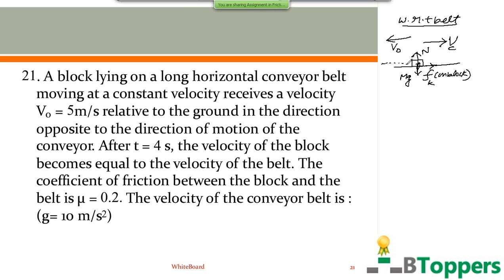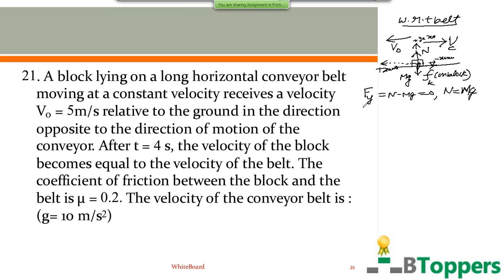So we choose the direction of the initial velocity of the block relative to the conveyor belt as the positive x-axis. With respect to the belt, the direction opposite to the motion we take as the negative x-axis. The vertical upward direction is the y-axis. So the y component of the resultant force is N minus mg, which is 0, because the block has no motion in the vertical direction. So the magnitude of the normal reaction on the block is the same as the magnitude of its weight, mg.